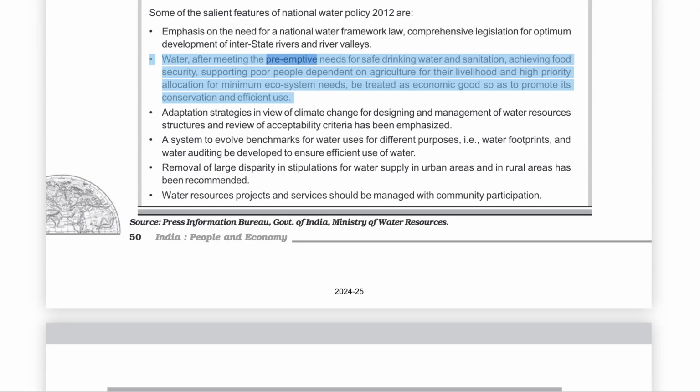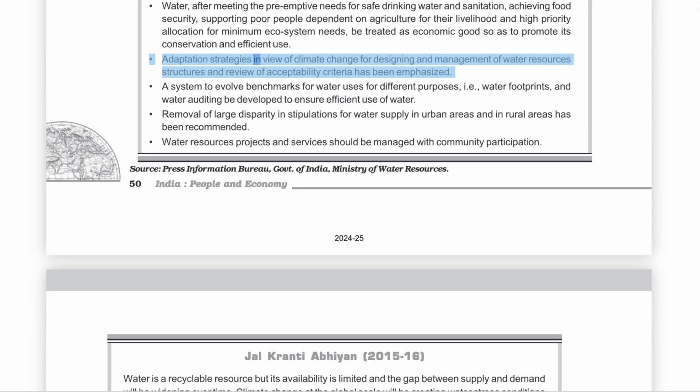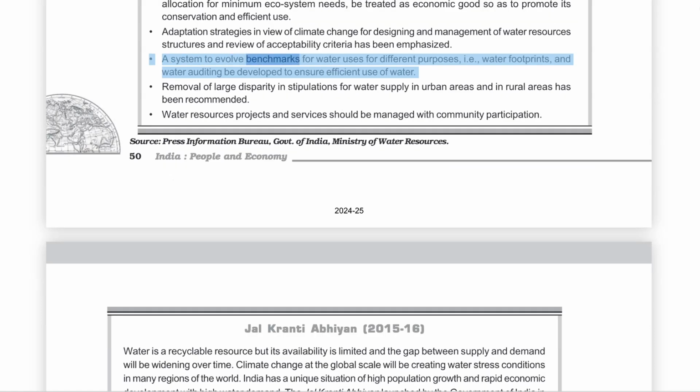Water, after meeting the preemptive needs for safe drinking water and sanitation, achieving food security, supporting poor people dependent on agriculture for their livelihood, and high priority allocation for minimum ecosystem needs, be treated as economic good so as to promote its conservation and efficient use. Adaptation strategies in view of climate change for designing and management of water resources structures and review of acceptability criteria has been emphasized. A system to evolve benchmarks for water uses for different purposes, i.e., water footprints and water auditing, be developed to ensure efficient use of water.